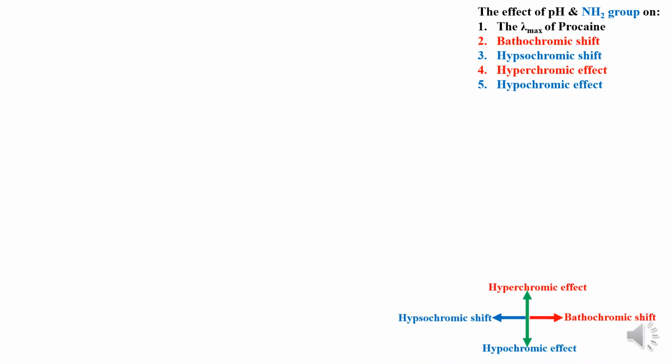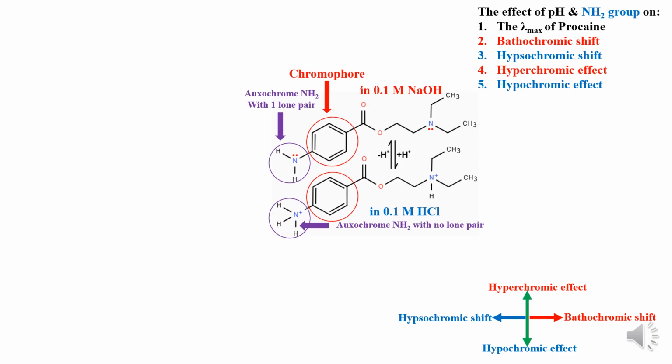So bathochromic shift, shift in lambda max towards longer wavelength; hypsochromic shift, shift in lambda max towards shorter wavelength; hyperchromic effect, where you see increase in intensity of absorption; hypochromic effect, where the intensity of absorption decreases. So always remember these four parameters when you are trying to study the absorption spectra of any given drug molecule.